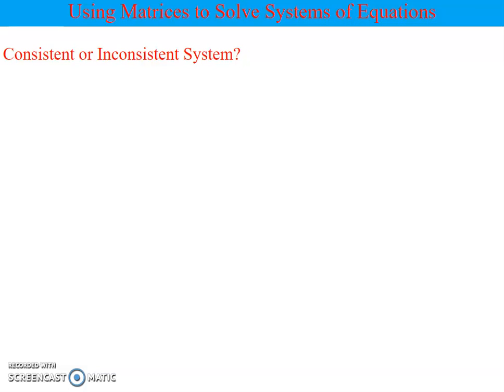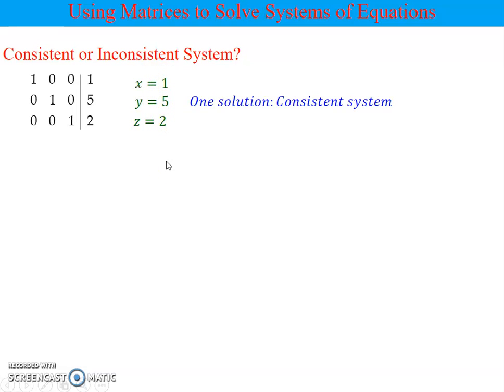All right, so we've talked about in the past whenever we're going to have an inconsistent system versus a consistent system. In this case, if your reduced row echelon form produces ones on each part of the diagonal, and you can see clearly what each letter is, this is going to be a consistent system, and you know what the answer is in this case. 1 is x, 5 is y, z is 2.